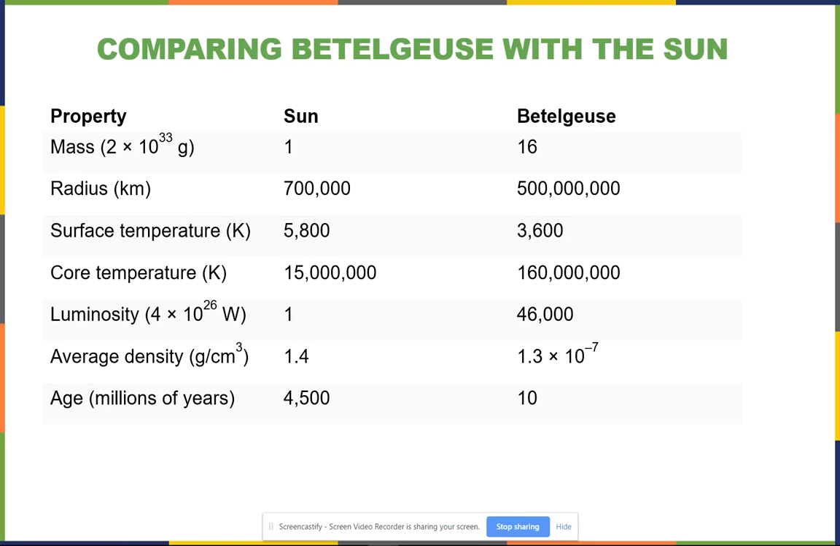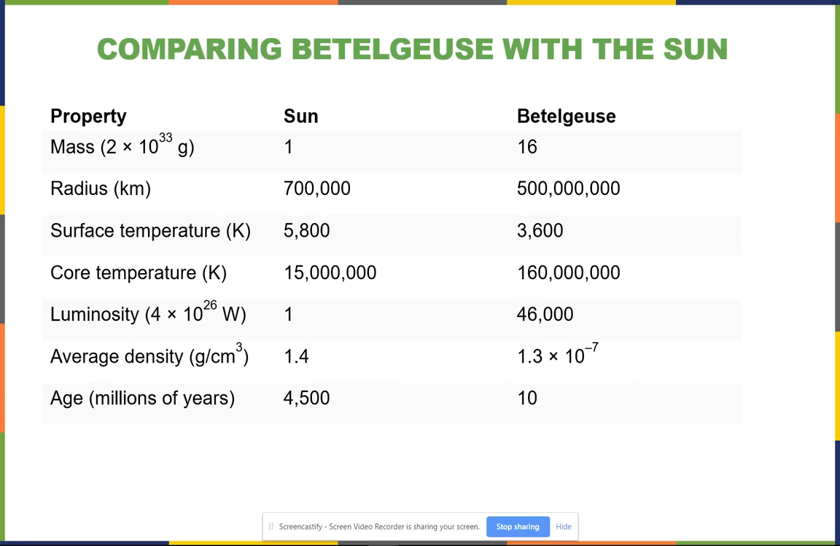Surface temperature, it's cooler. In fact, you have a problem with Betelgeuse, right? Except for it said the surface temperature, I think it was 3,400. This says 3,600. It's different. That's like 8% difference between those numbers. But Betelgeuse is definitely cooler than the sun. But its core temperature, the temperature in the core, 15 million for the sun, was that 160? Yeah, 160 million. Betelgeuse is really hot in the core.